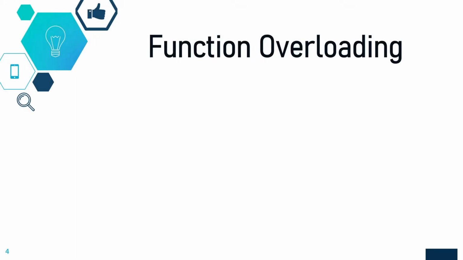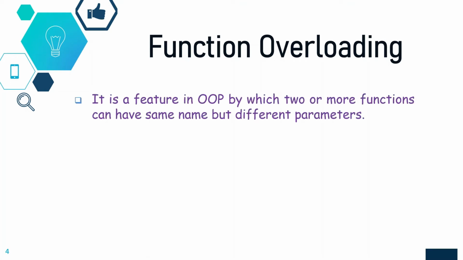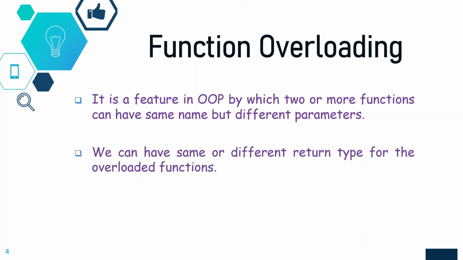Now we'll see what is function overloading. It is a feature provided by object-oriented programming by which two or more functions can have the same name but different parameters. We can have the same or different return types for the overloaded functions. But we should note that even if they have the same or different return types, they must strictly have different parameters.